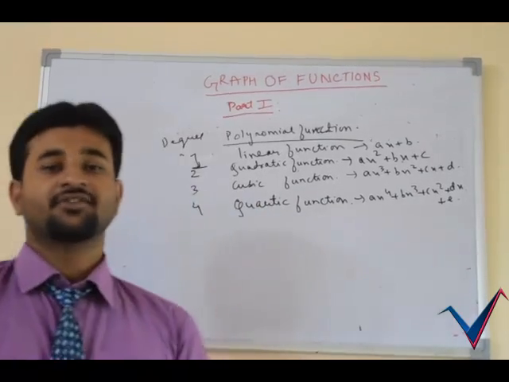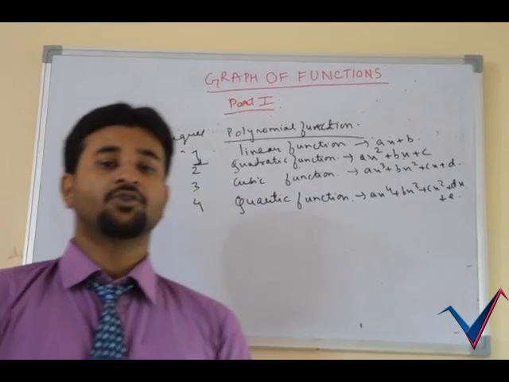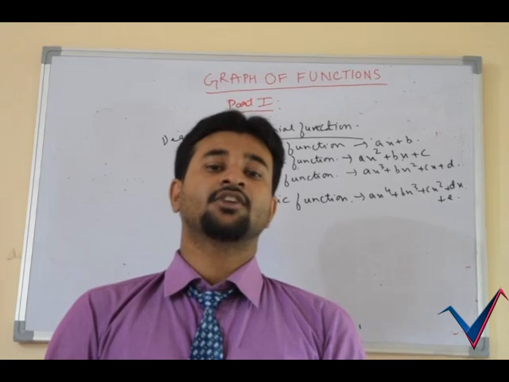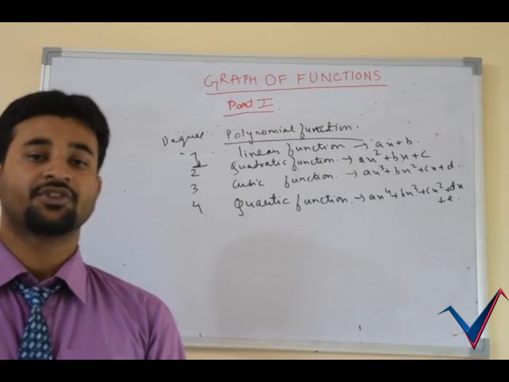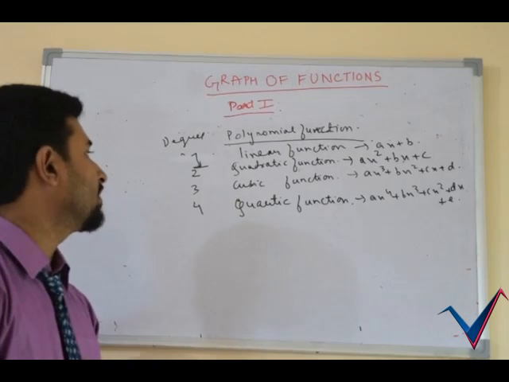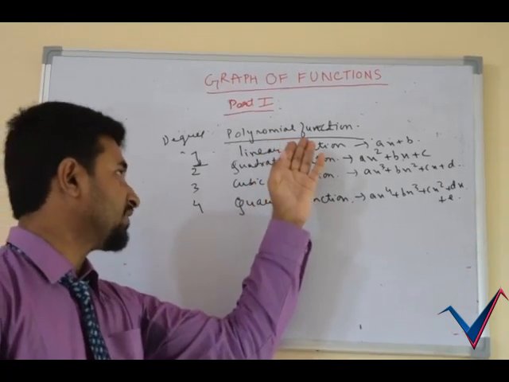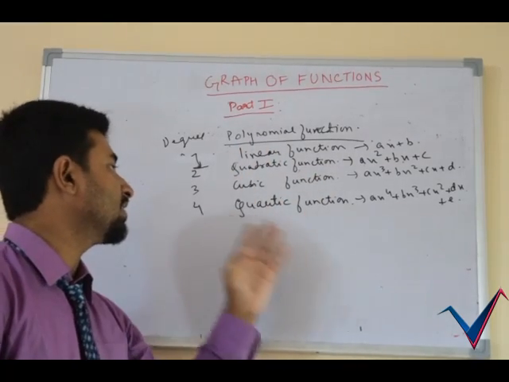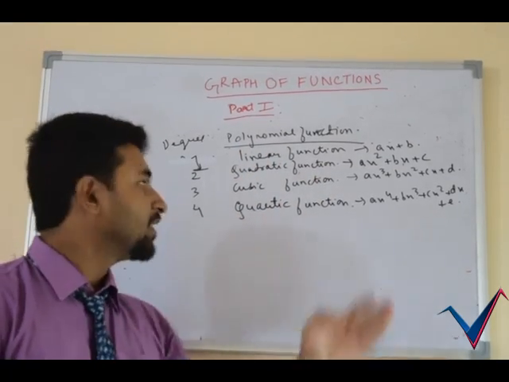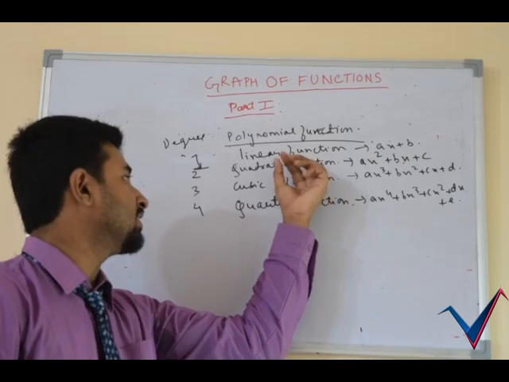So in the last lecture we discussed linear functions, how to draw a graph of a linear function and what the common errors were while drawing it. Today we'll study polynomial functions. A polynomial function has many forms; a linear function is also a polynomial function. Then we have the quadratic function, cubic function and quartic function. We will see what all these terms mean.